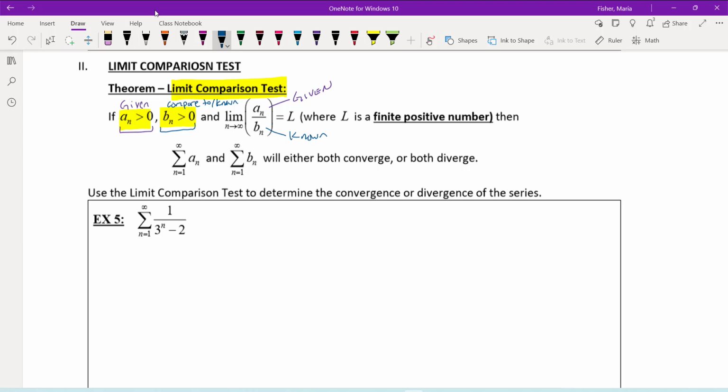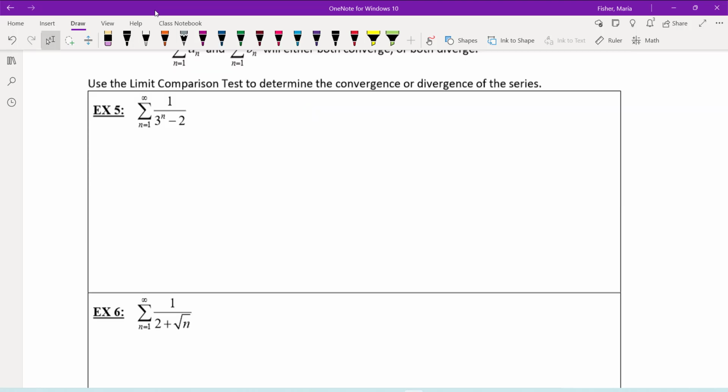So for the limit comparison test, you're still going to figure out what you compare it to, just like we did with the direct comparison test, but instead of doing the inequality, we are just going to take the limit as n goes to infinity of given divided by known, and if we end up with L, where L is a finite positive number, whatever my known series did, my given series will also do.